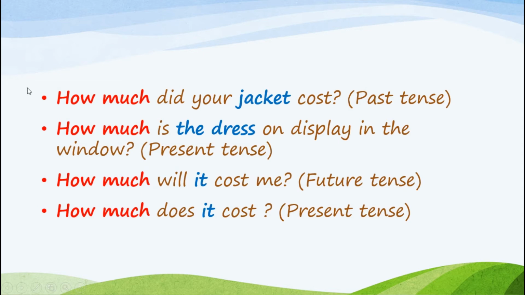We have 4 examples here for asking about the price of something. How much did your jacket cost? Here we are making a question in past tense. Remember the use of did. How much is the dress on display in the window? How much will it cost me? How much does it cost?